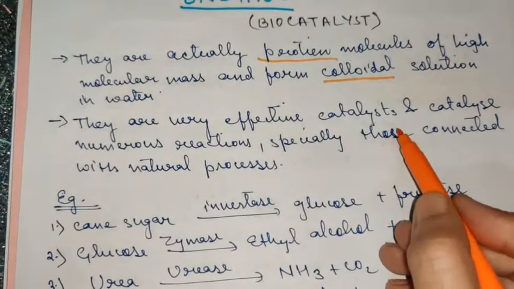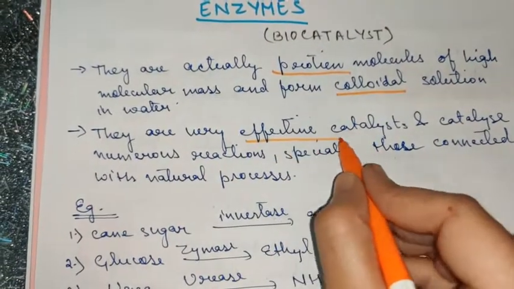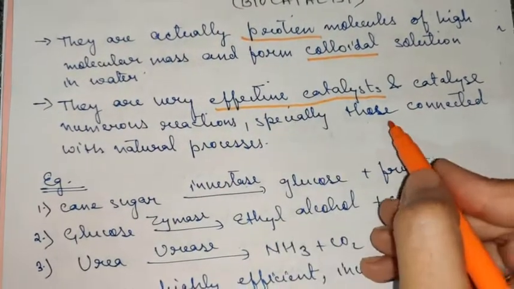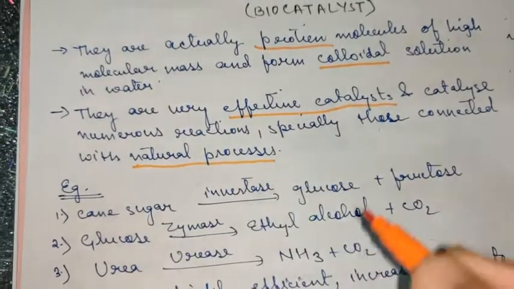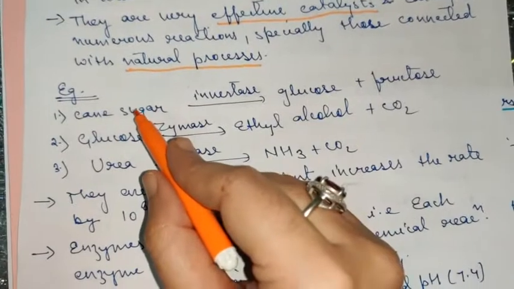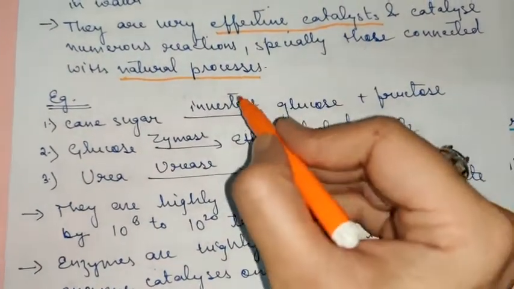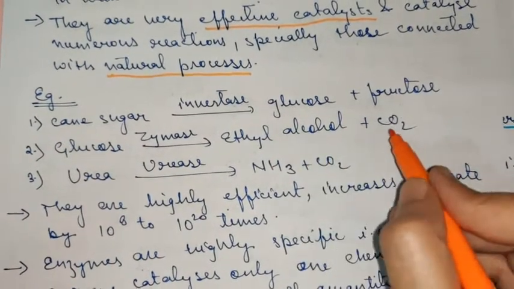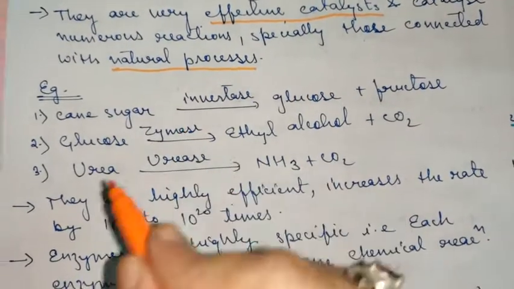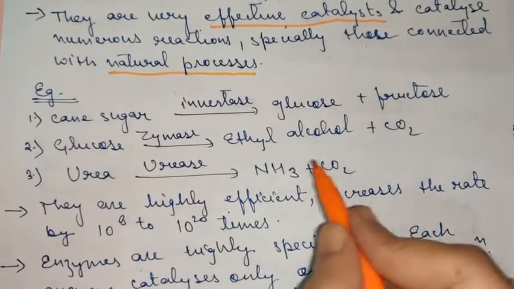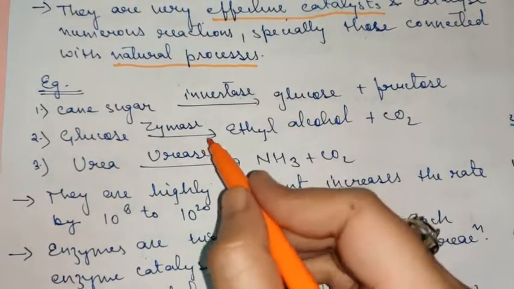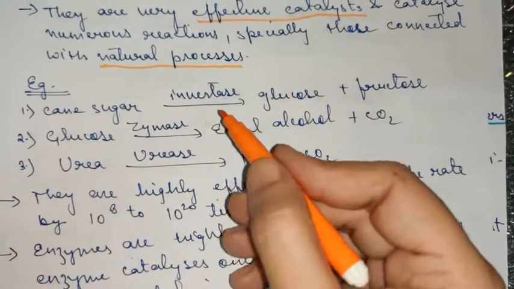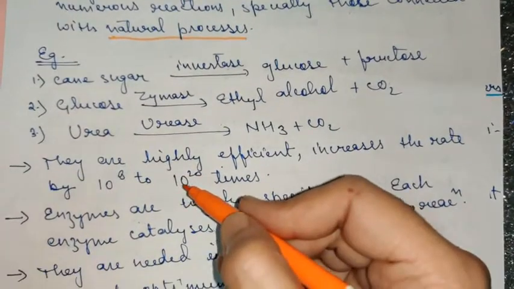They are very effective catalysts. That means they are more effective than chemical catalysts and catalyze numerous reactions, especially those connected with natural processes. That is, the reactions occurring in our body. For example, cane sugar gets converted into glucose and fructose in the presence of the enzyme invertase. Glucose gets converted into ethyl alcohol and CO2 in the presence of the enzyme zymase. Urea gets converted into ammonia and CO2 in the presence of urease. So these are the enzymes, and you must have studied various digestive enzymes in the chapter on the digestive system in biology. You can take up examples from there also.